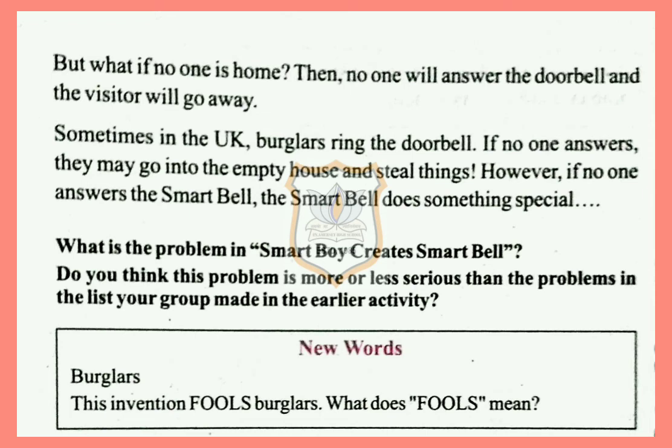So the summary of the unit Smart Boy Invents Smart Bell is: Lawrence Rook, a small boy of 13, invented Smart Bell, that is a doorbell which befools burglars into thinking that somebody is at home in an empty house. It works as a regular doorbell. Generally, ringing of the doorbell is answered by opening the door, but if nobody is in the house, the door will not open and the burglars get an opportunity to break into the house. But this Smart Bell does something special.